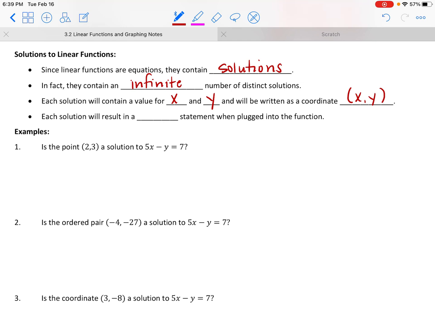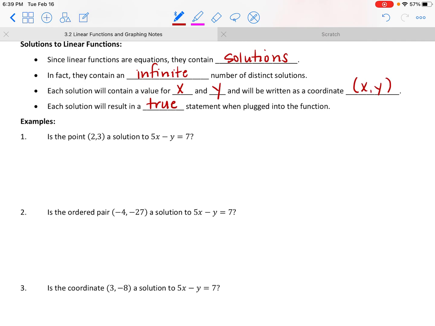So again, each of those infinite solutions that are going to be possible contain a solution for x and for y, and we write them as a coordinate. And all of those coordinates are going to come together to make the graph for that linear function. Also, because it is a solution, if we plug it back into our function, it will make a true statement. So each solution will result in a true statement when it's plugged into our function.